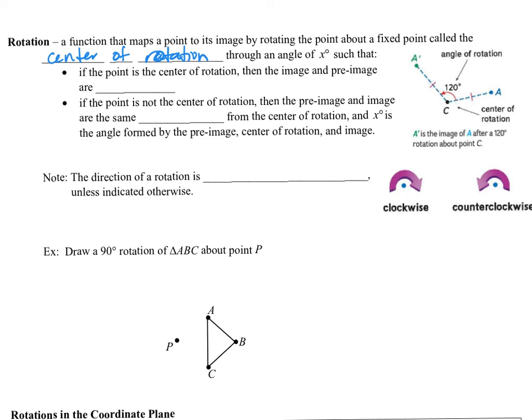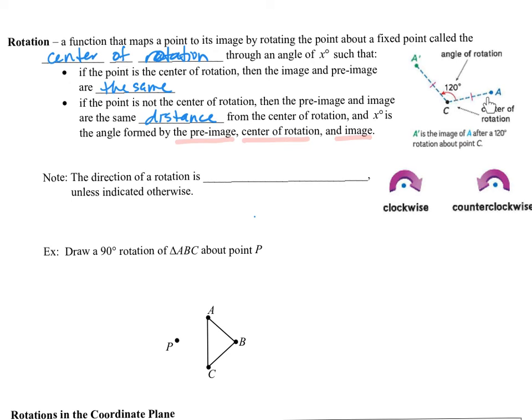through an angle of x degrees such that, number one, if the point is the center of rotation, then the image and the pre-image point would be the same. Okay, and number two, if the point is not the center of rotation, in other words, the pre-image point is not the center of rotation, then the pre-image and image point are the same distance from the center of rotation, and x degrees is the angle formed by the pre-image point, the center of rotation, and the image. Okay, so now let's break that down and see what that means.